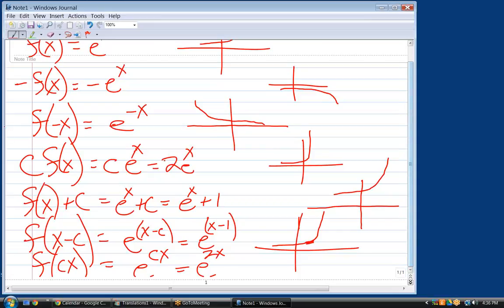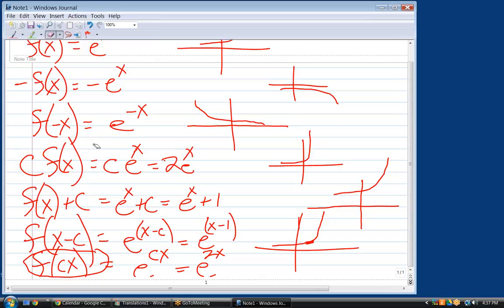You're right. If we have this situation here and c is greater than 1, it's a vertical stretch. If c is between 0 and 1, it's a shrink. But if we have this situation here, very similar, only the c is inside the parentheses, and c is greater than 1, it's a horizontal shrink. If c is between 0 and 1, it's a horizontal expansion, a stretch.